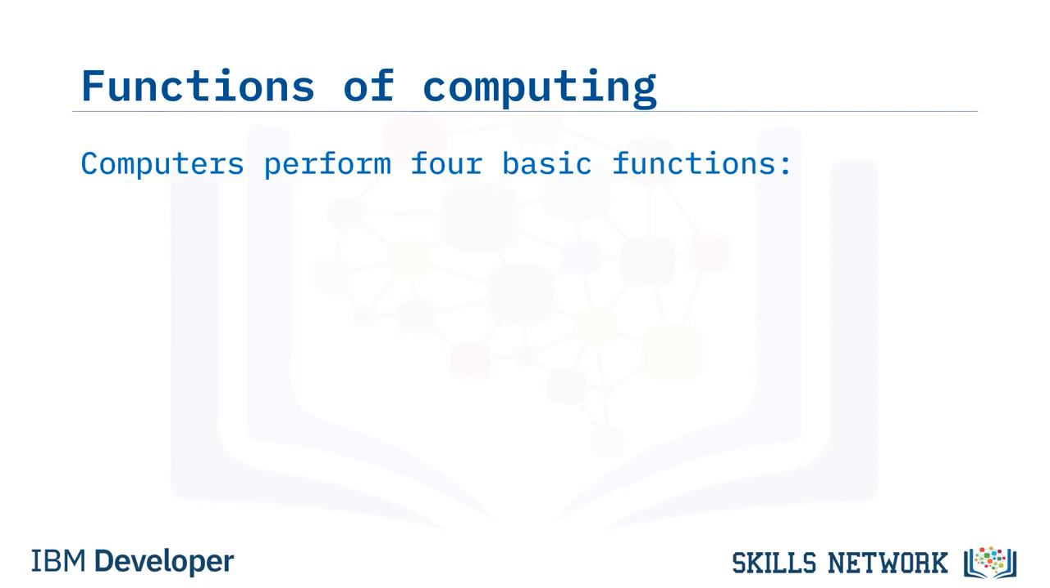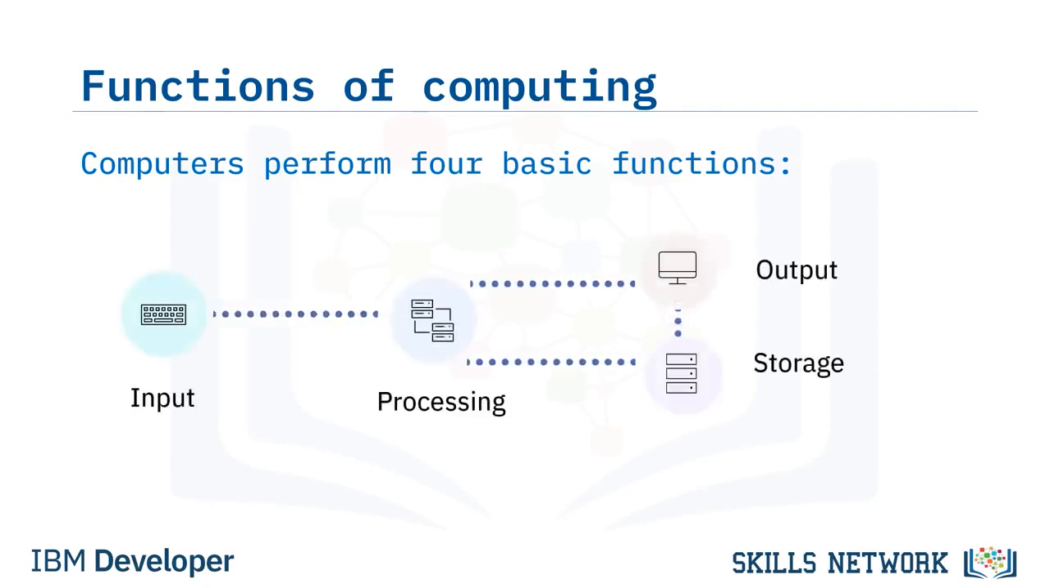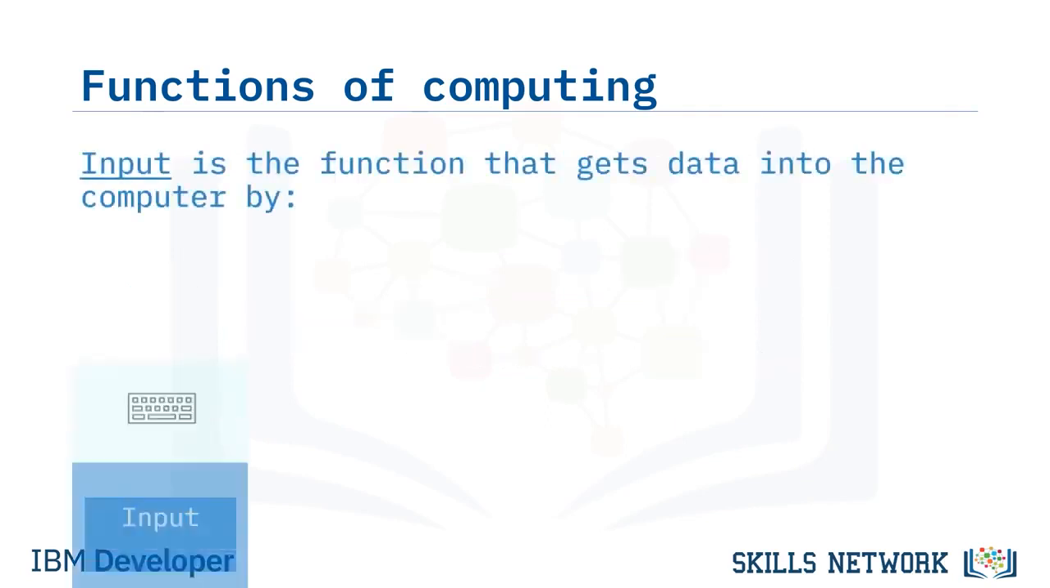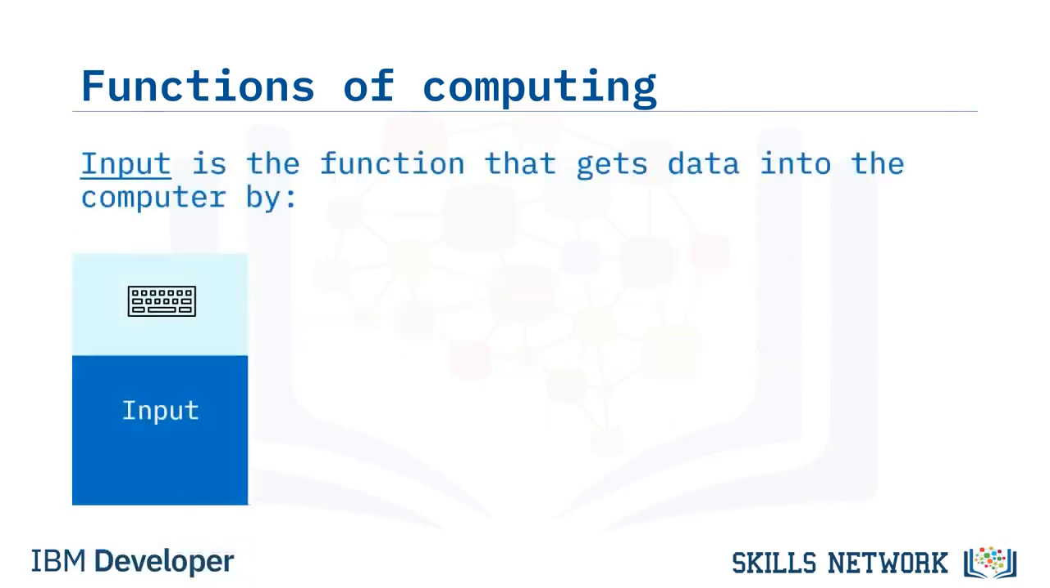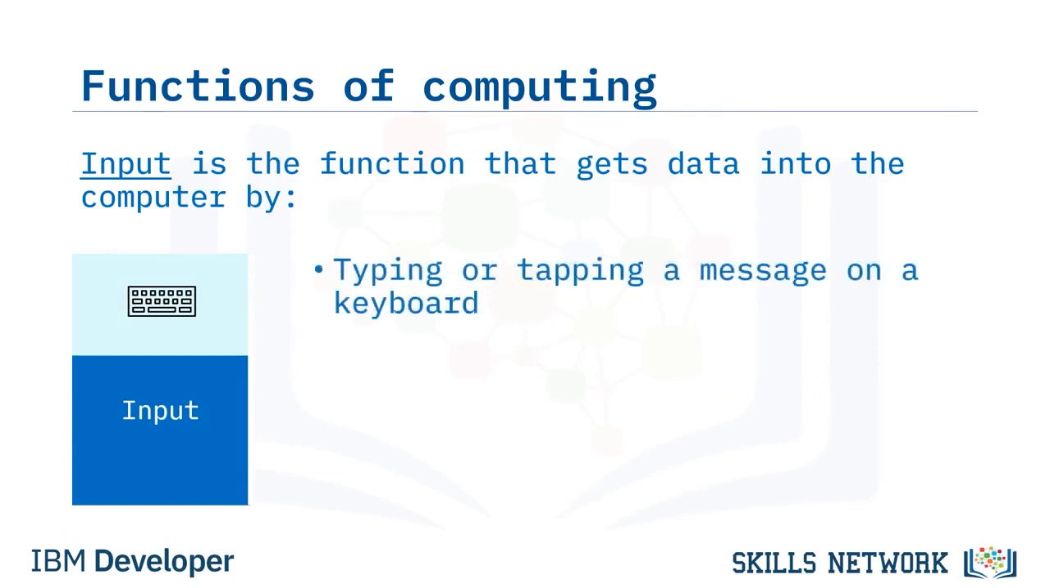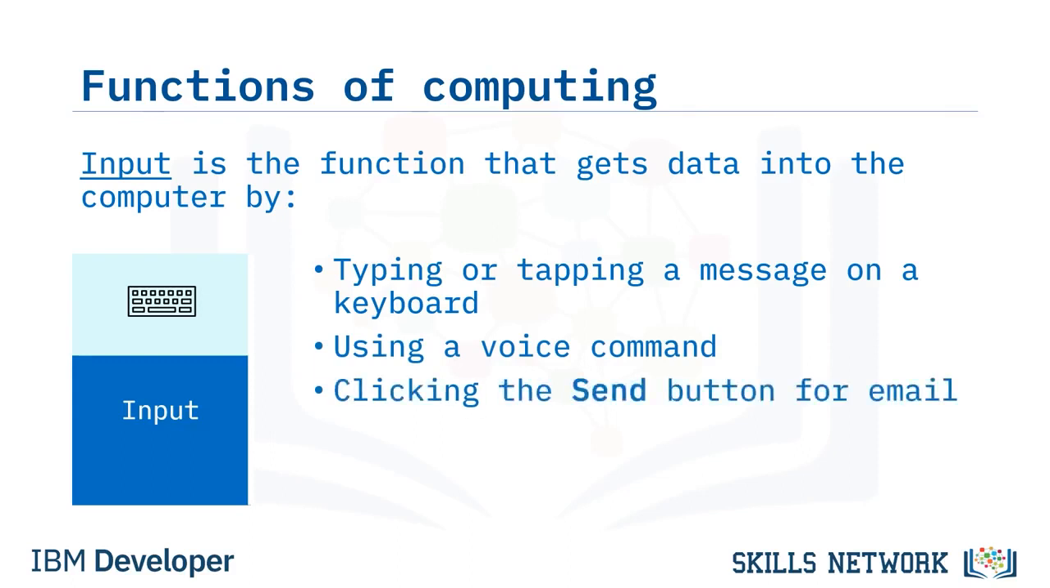Computers perform many tasks, but we can simplify and categorize those tasks into four easy-to-remember functions: input, processing, output, and storage. Let's learn more. Input is the function or action of getting data into the computer. Input happens when you type or tap on a keyboard, use a touchscreen, or speak a voice-to-text command. Clicking the send button for an email is also input. Input is also the information and instructions a programmer provides to perform calculations using a set of programs.